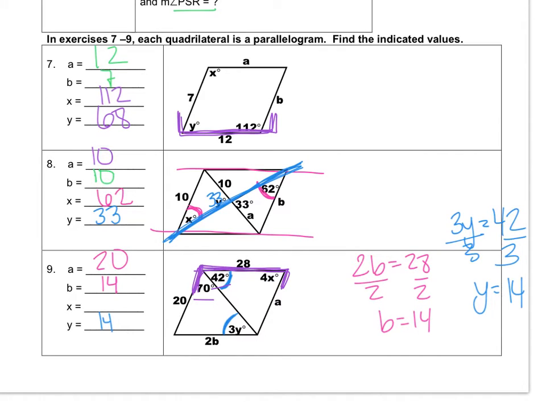So you have 112 plus 4x equals 180, then just solve for x. So you're going to subtract 112 on both sides. So you get 4x equals 68 when you subtract, and then when you divide by 4 on both sides, you're going to get x equals 17.